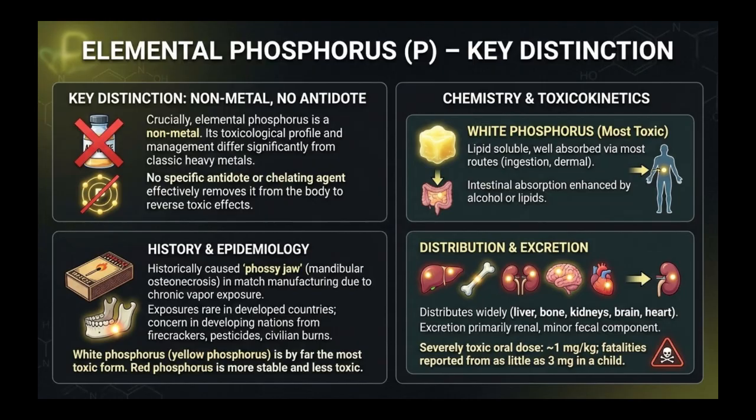Elemental phosphorus has a long and complex history as a toxic agent. Historically, it has been responsible for significant health issues, especially through exposures affecting the gastrointestinal system or the skin. One notable occupational disease associated with phosphorus exposure is known as phossy jaw or mandibular osteonecrosis. This condition was prevalent in the 19th century among workers involved in match manufacturing, where chronic exposure to phosphorus vapors often led to this serious health problem. Interestingly, this condition is now also observed in patients undergoing treatment with bisphosphonate medications.